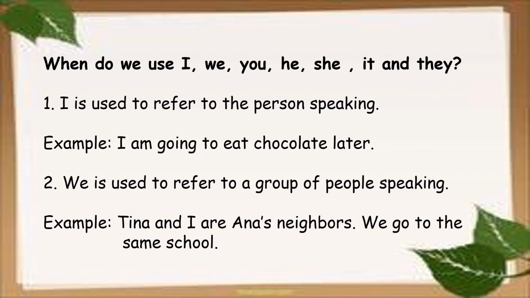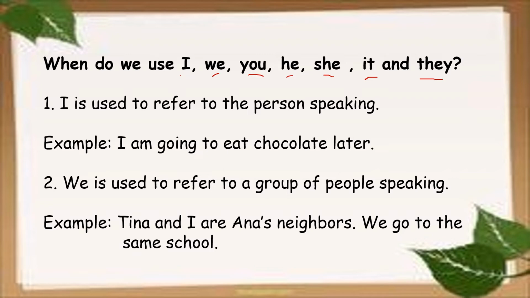When do we use I, we, you, he, she, it, and they? Number 1. I is used to refer to the person speaking. So, for example, I am talking. I am the one who is speaking at the moment. So I can use the word I to refer to myself as the one who is talking.